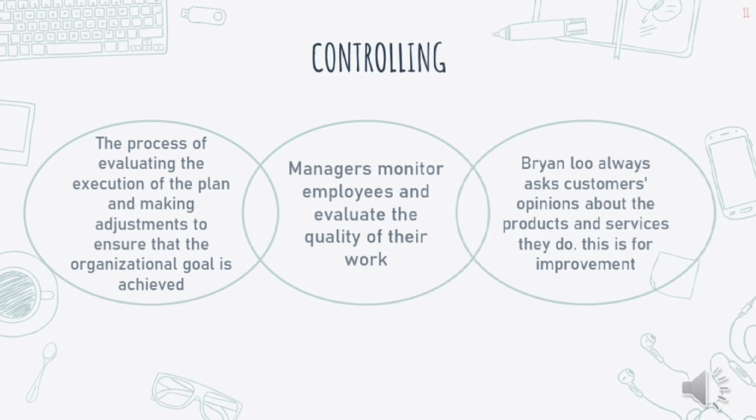The last stage of management function is controlling. Controlling is the process of evaluating the execution of the plan and making adjustments to ensure that the goal is achieved. During the controlling stage, managers perform tasks such as training employees as necessary and managing deadlines. Managers monitor employees and evaluate the quality of their work.